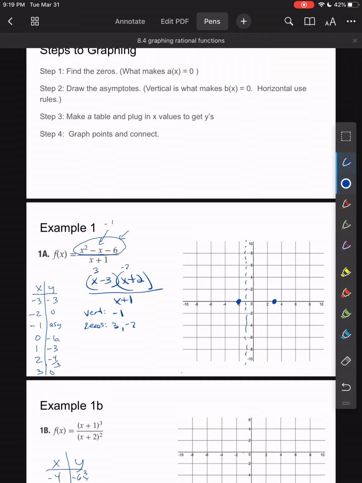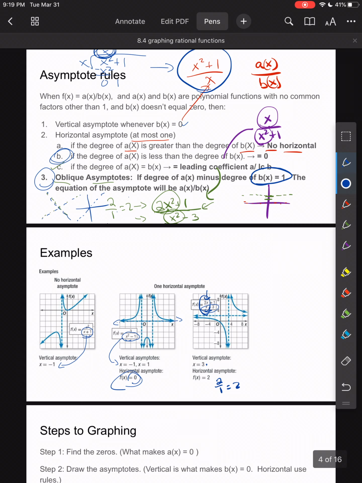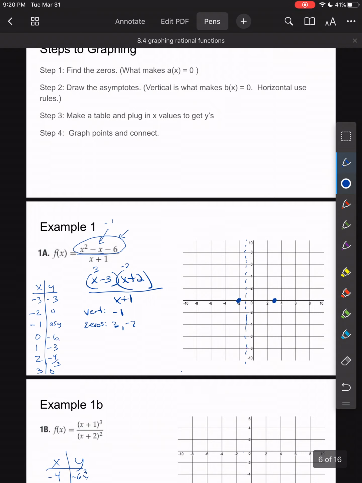Okay, since the degree of A is bigger than the degree of B, following our rules up here for horizontals, looking at rule A, then we know there's no horizontal asymptote. So there's no horizontal. Okay, so the next thing we're going to do is make a table. So I've already made a table for us. And I'll do one of these with you guys. I'll show you how I got these numbers.